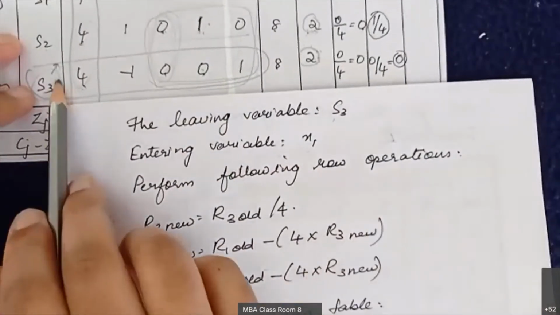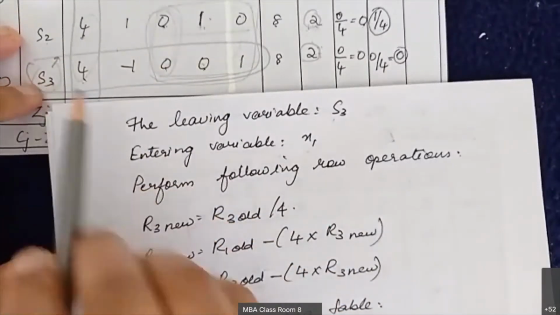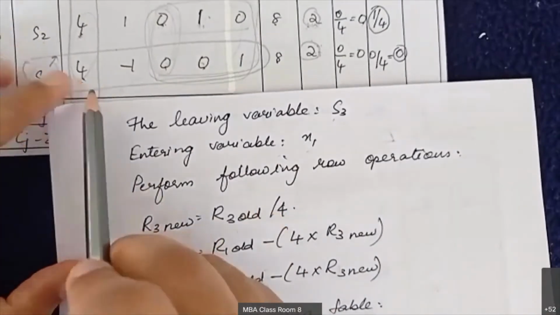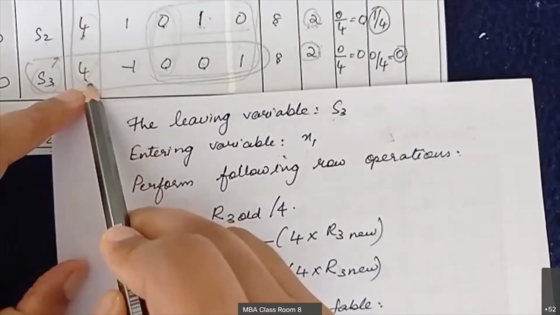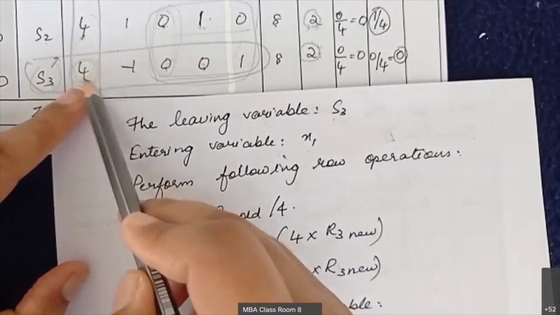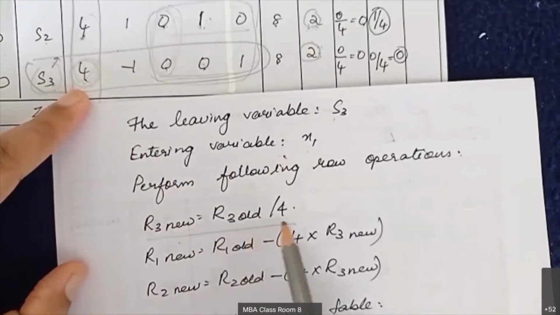First, we will solve for the key row. Key row is the third row. So R3 new is equal to R3 old divided by the key element. Key element over here is 4. The intersection of the key row and the key column will give you the key element. Key element is 4. So I am dividing: R3 new is equal to R3 old divided by 4.